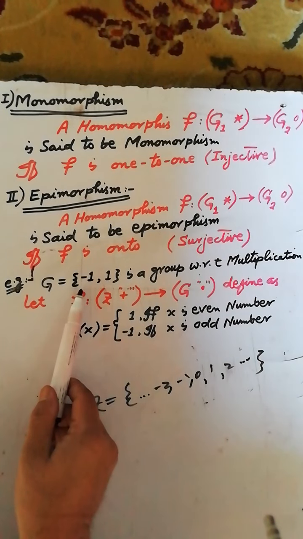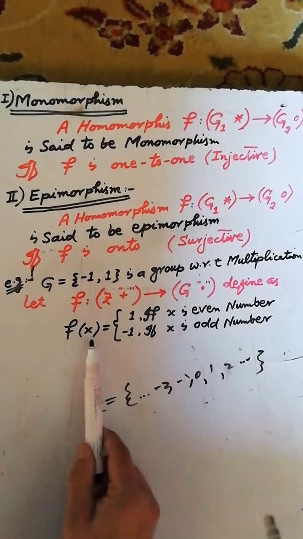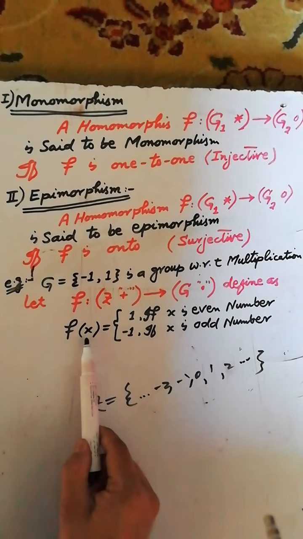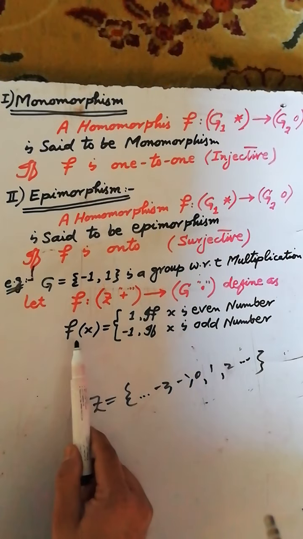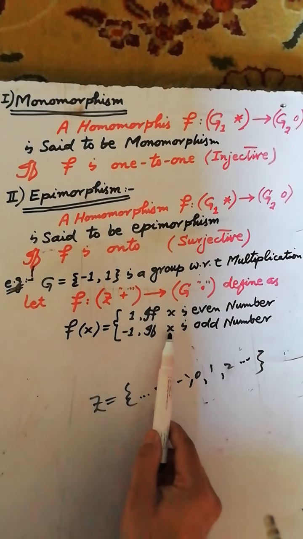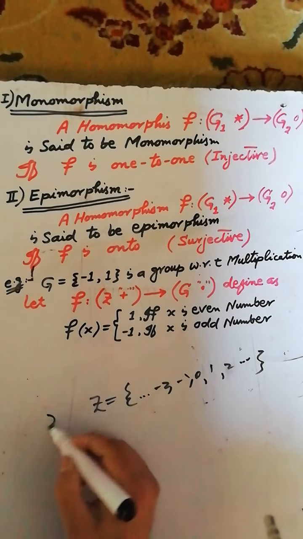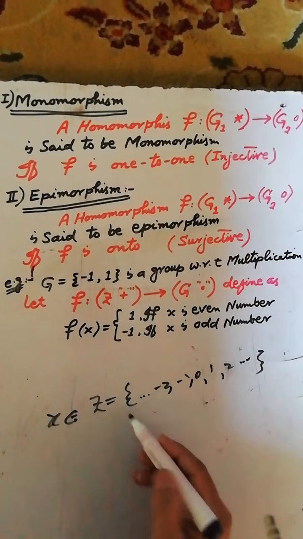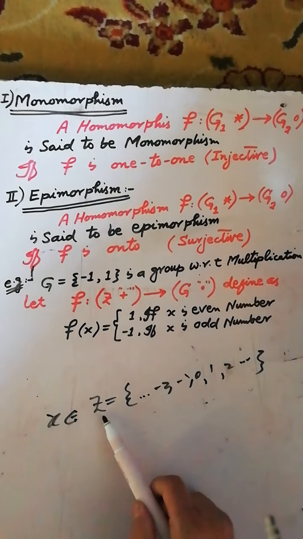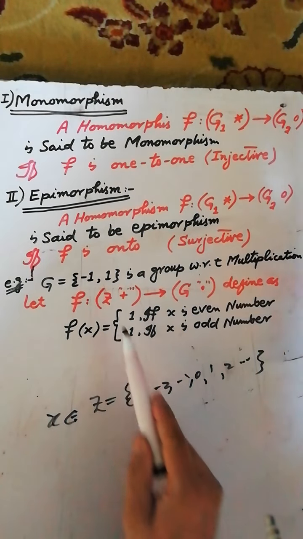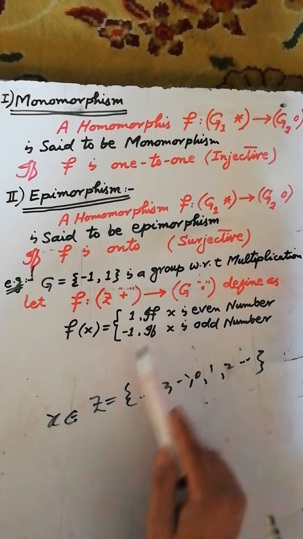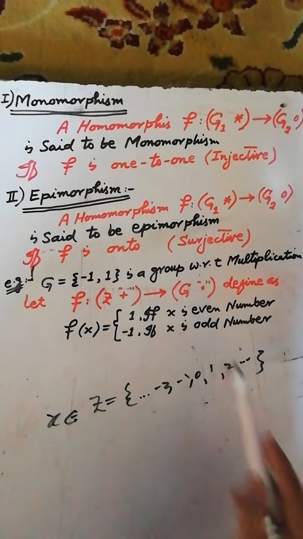The function is defined as f of x is equal to 1 if x is an even number, and f of x is equal to minus 1 if x belongs to the set Z, to the group Z, such that the element x is an odd number.